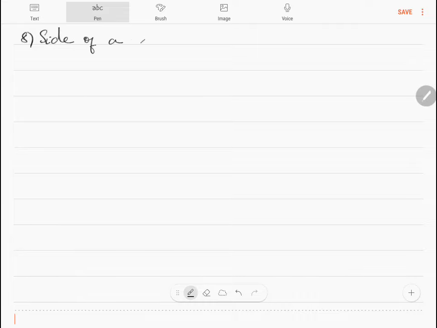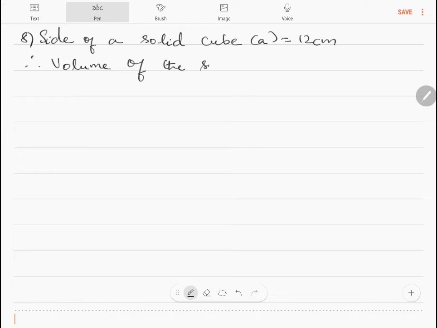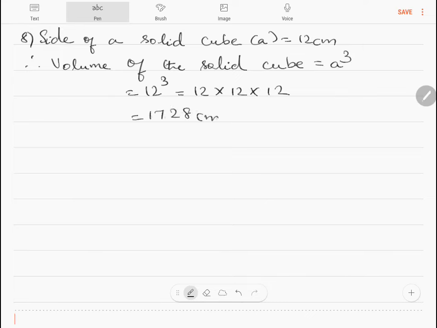Side of a solid cube A is 12 centimeter. Therefore, volume of the solid cube is A cube, which is equal to 12 cube. This is nothing but 12 into 12 into 12, which comes to 1728 centimeter cube.